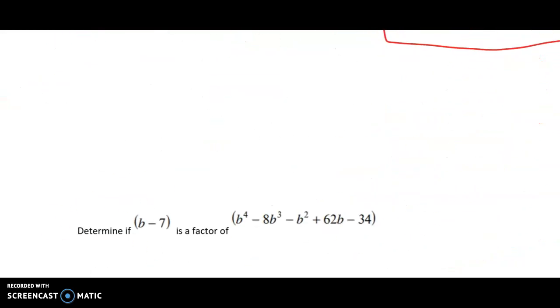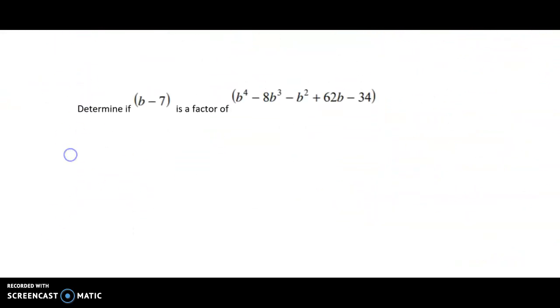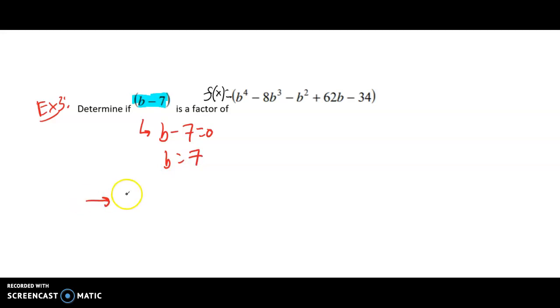Great, we got one more example. All right, this one looks pretty similar. Determine if b minus 7 is a factor of, and let's call this guy f of x. You can call it g of x, z of x, q of x, doesn't matter. Okay, so b minus 7, if I set this equal to 0, then I'm plugging in positive 7. So we need to test f of 7. So I'm going to plug a 7 into each b that I see.